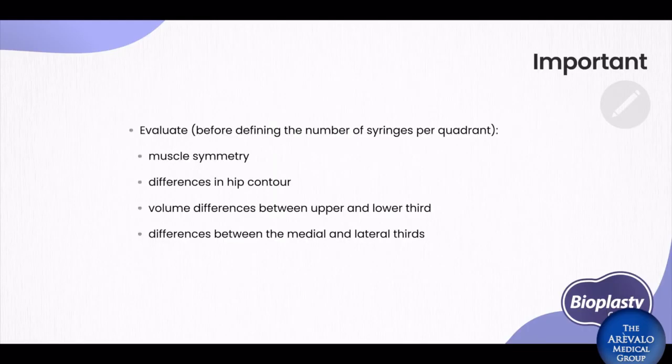Always remember to evaluate before setting the number of syringes per quadrant. Check the symmetry of the muscle, if there are differences in the hip contour, if there is any difference in volume between the upper and lower thirds, and if there are differences between the medial and lateral thirds.